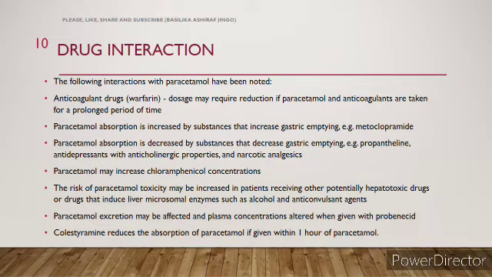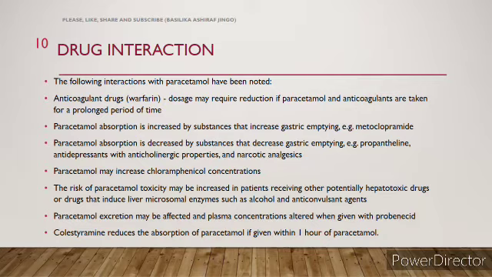Then paracetamol absorption is also decreased by substances that decrease gastric emptying, e.g. antidepressants. Antidepressants, we are talking about drugs which patients with depression are given so that their mood is at least lifted. So these decrease the drug absorption, because they also decrease the gastric emptying. So the drug absorption will also be decreased.